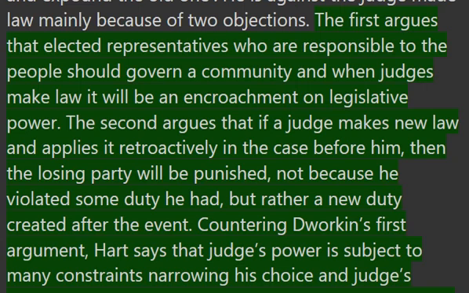The second argues that if a judge makes new law and applies it retroactively in the case before him, then the losing party will be punished, not because he violated some duty he had, but rather a new duty created after the event. Countering Dworkin's first argument, Hart says that judges' power is subject to many constraints narrowing his choice, and judges' power is exercised only to dispose of particular instant cases. He cannot use these to introduce large-scale reforms or new codes.